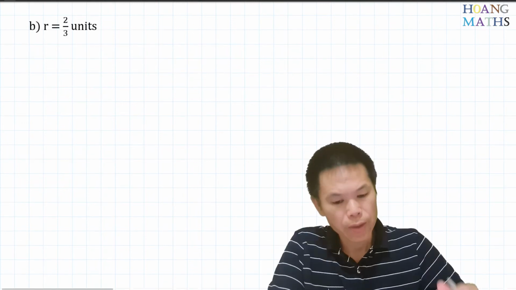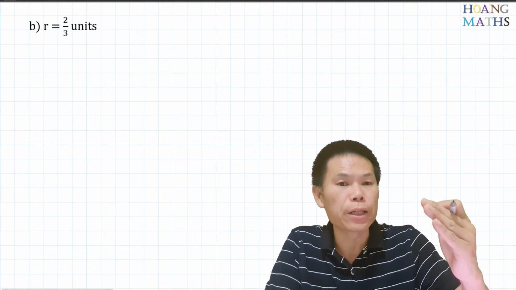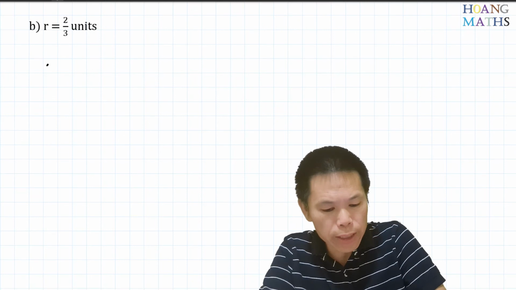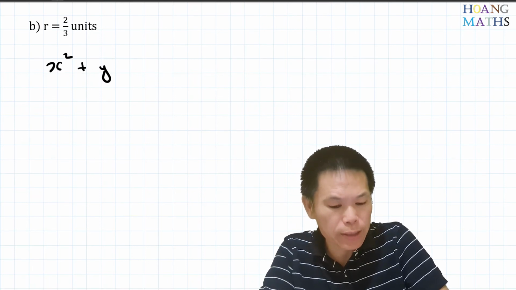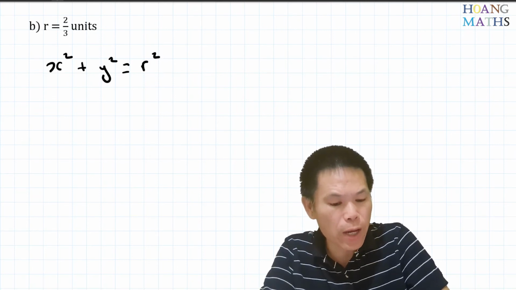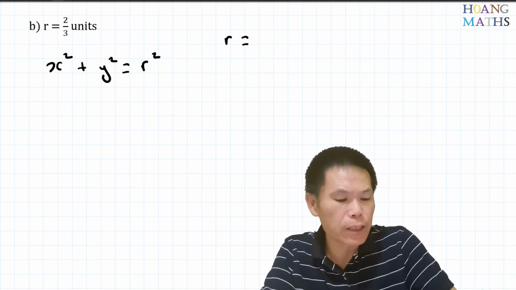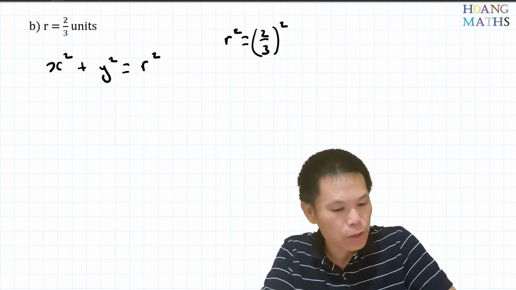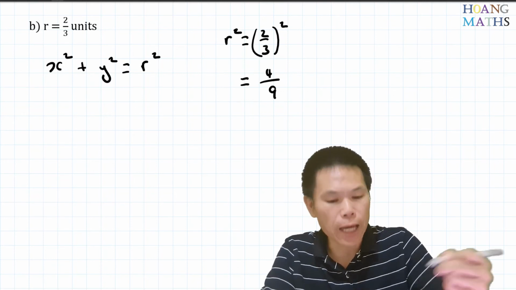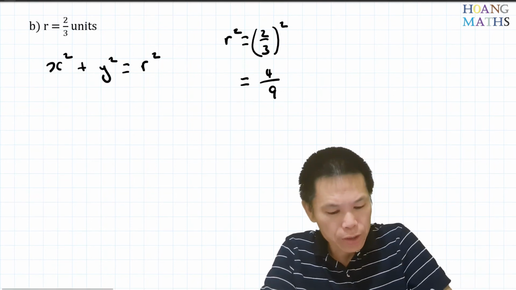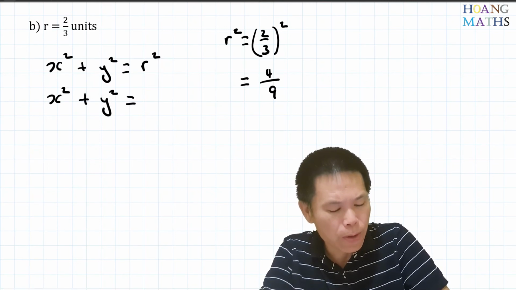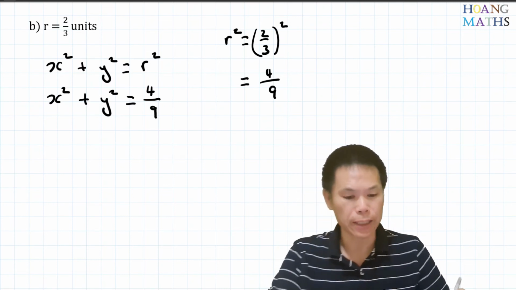Part B. The radius is 2/3 and the center is still the same at 0, 0. So the rule is x squared plus y squared is equal to r squared. But r is 2/3. So if we square this, we need to square this as well. So that becomes 2 squared is 4, 3 squared is 9. Otherwise, just use your calculator. So this means that x squared plus y squared is equal to 4 over 9. There you go.